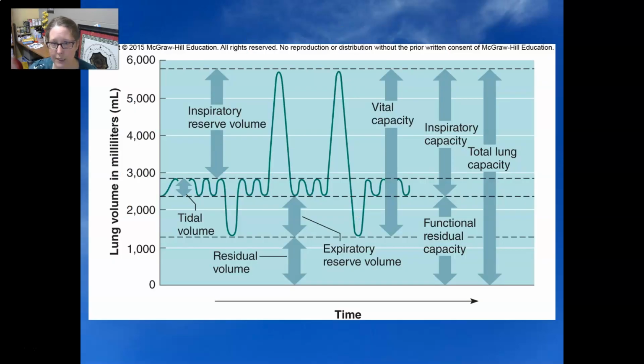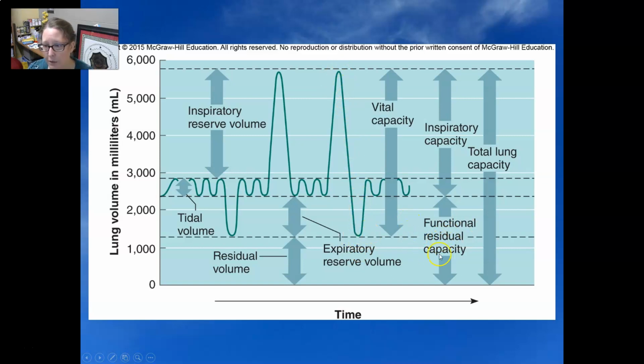So illustrated here in a graph, your normal everyday breath is your tidal volume. Your inspiratory reserve is what you can breathe in on top of your normal volume. Your expiratory reserve right here is what you can breathe out on top of a normal breath out. This right here is your residual volume, the amount of air that's still in your lungs even after you breathe out as much as you can. And then your vital capacity would be however much air you can breathe in with however much you can breathe out. So that's your vital capacity.